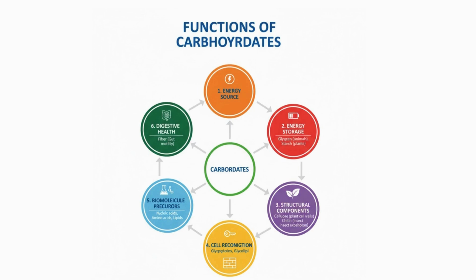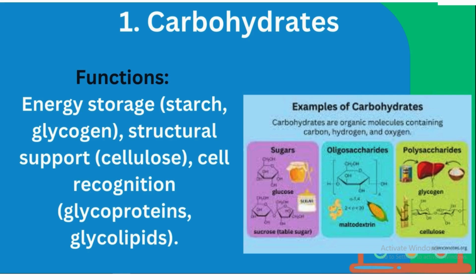Now there are some functions of the carbohydrates. The first function of the carbohydrates is the energy storage. For example, starch and glycogen are examples of the carbohydrates which store the energy in the plants and animals. The structural support, for example, cellulose gives the structural support to the plant cell. Cell recognition, for example, the cell membrane consists of the glycoproteins and the glycolipids which help in the recognition and act as receptors for different ligand molecules.